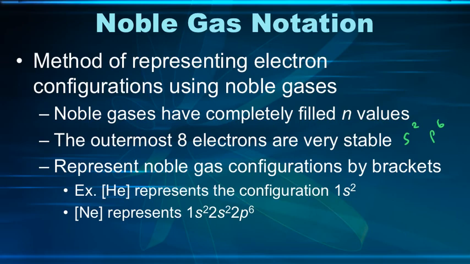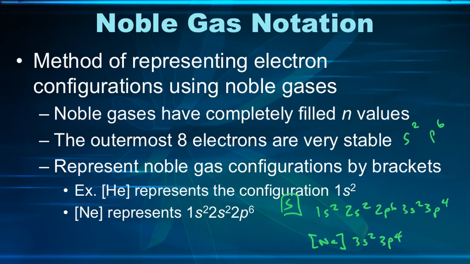So, for instance, helium in brackets represents the configuration 1s2, and neon represents the configuration 1s2, 2s2, 2p6. Previously, in that example, sulfur was 1s2, 2s2, 2p6, 3s2, 3p4. Instead of writing the whole thing out for sulfur, you might see neon in brackets, and then 3s2, 3p4, and it would save the person having to write all of this beginning, okay? So this is called a noble gas notation.